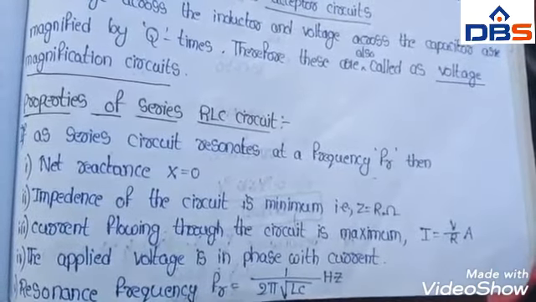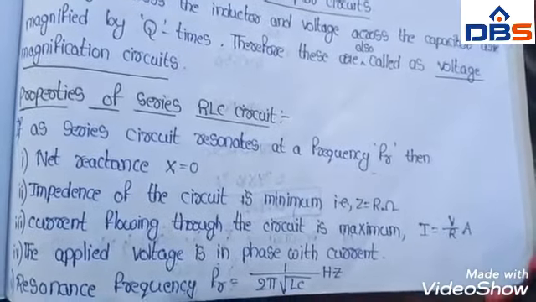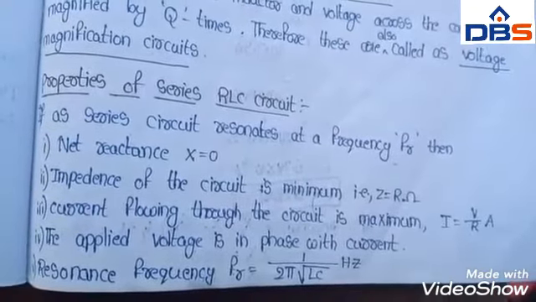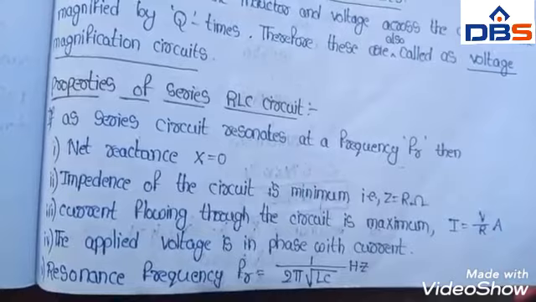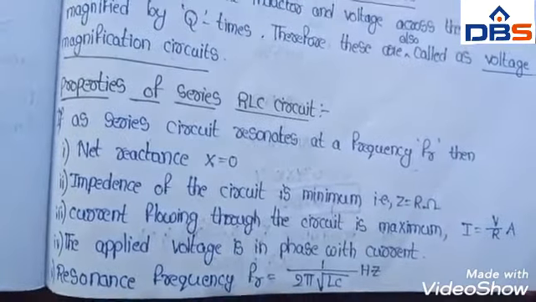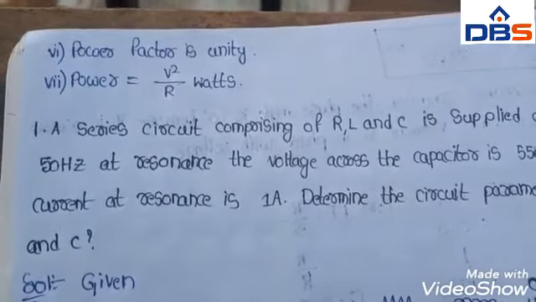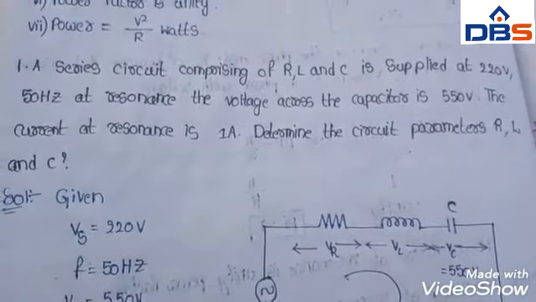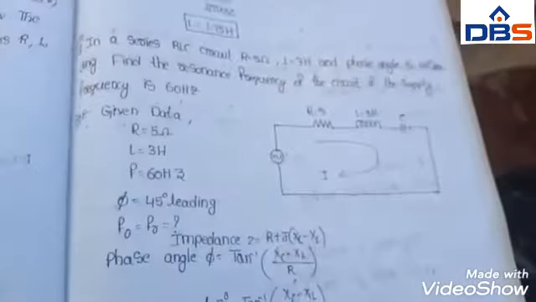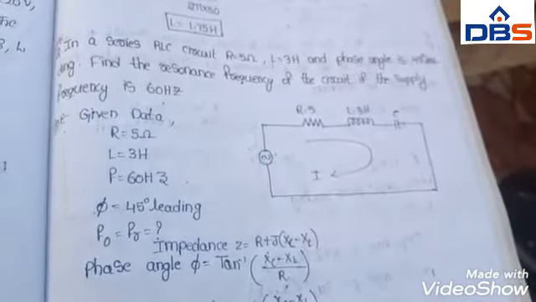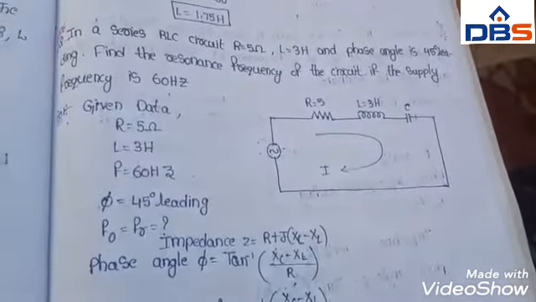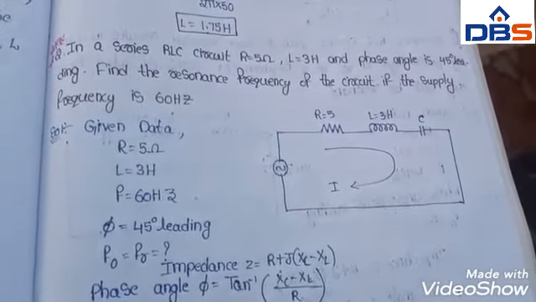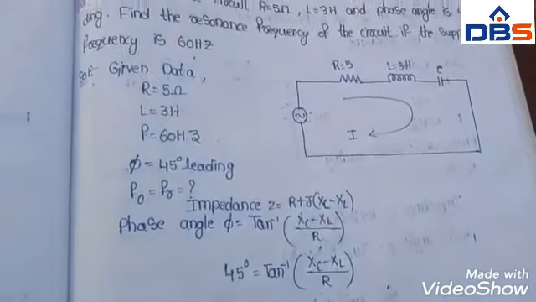Now the resonant frequency fR is equal to 1 by 2 pi root LC. Why is the power factor unity? In a series RLC resonant circuit, the phase angle between the voltage and current is 0. So voltage and current are in phase with each other, so the power factor is unity, and maximum power is V square by R watts. In this section, easy problems are also asked. They give all the details and we just have to substitute the details in the formulas. So this is an important problem.